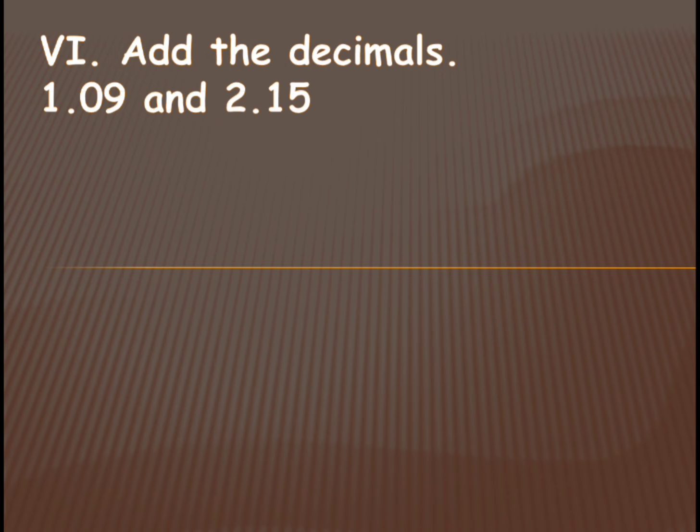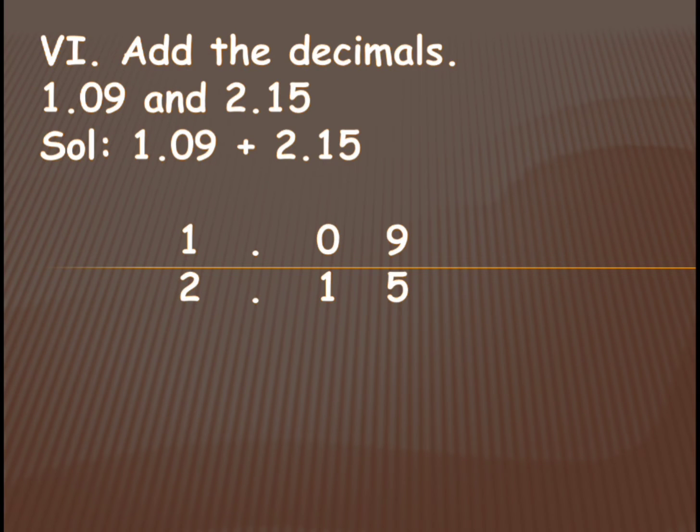Okay, next. Add the decimals. So you know how to add the decimals here, isn't it, children? You have to write it column-wise. Yes. So 1.09 and 2.15. Here we are adding. So you'll place the plus in between and then you will write the digits according to the place values: ones under ones, tenths under tenths, hundredths under hundredths. Okay. And you will start from your right-hand side.